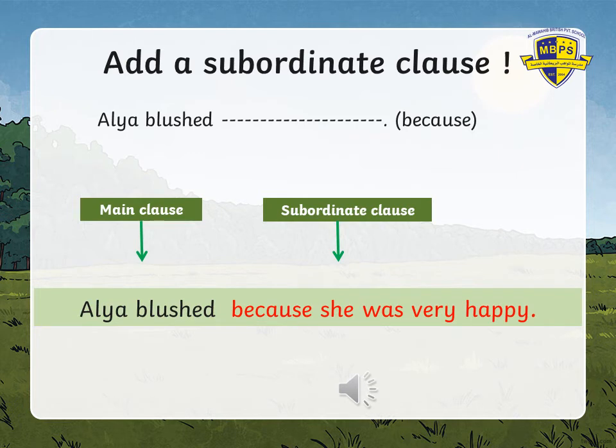So let's add a subordinate clause. Alia blushed. Alia blushed is the main clause. So, what is the subordinate clause followed by because? Alia blushed because she was very happy.